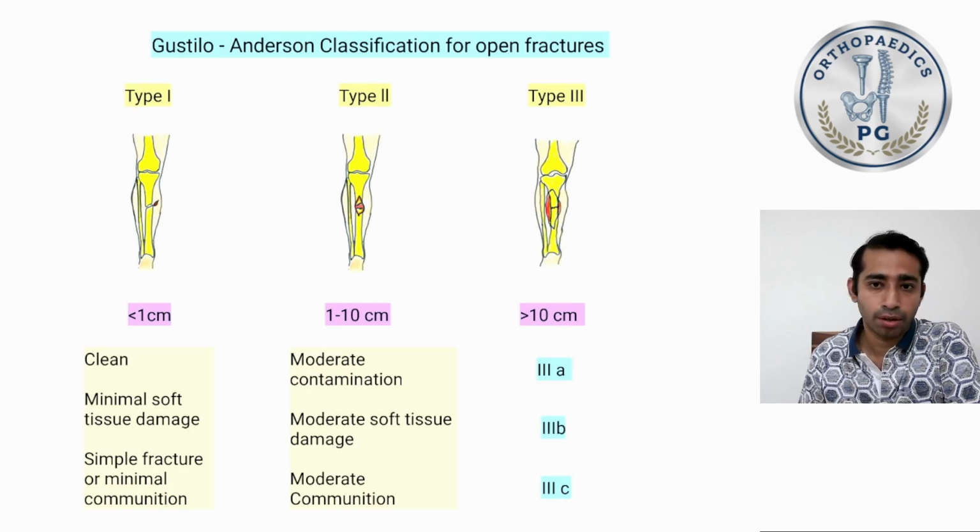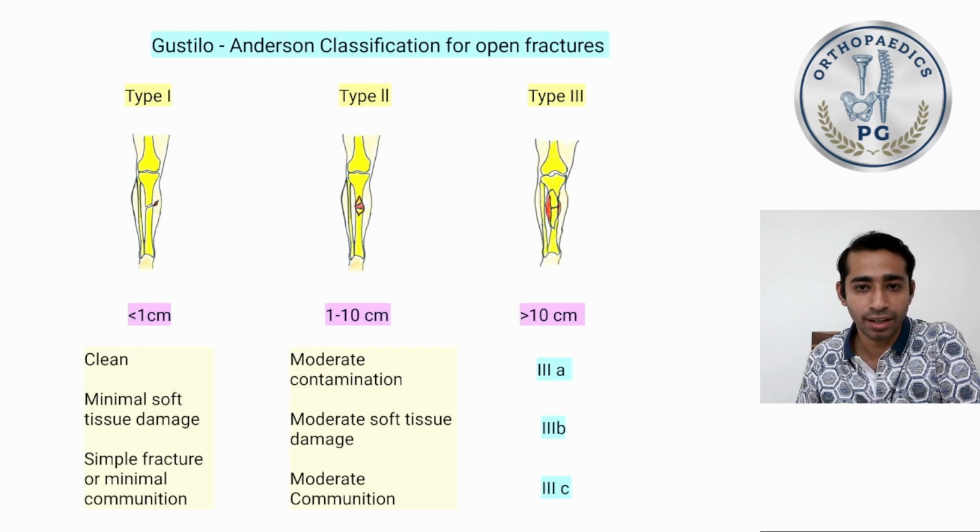The third among these criteria is the fracture comminution. So type 1 will be a simple fracture or will have minimal comminution. In type 2, there will be moderate comminution and severe comminution will be classified as type 3.